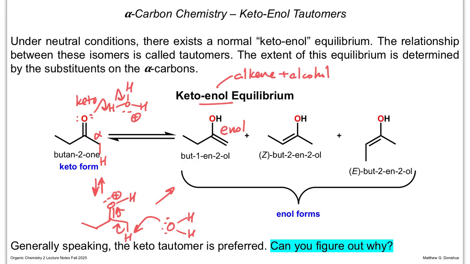And again, the equilibrium of this, whether it favors the enols or the keto form, is based on the acid you used. But in general, a carbonyl group is preferred just due to bond strength, so a C-O bond versus a C-C double bond.